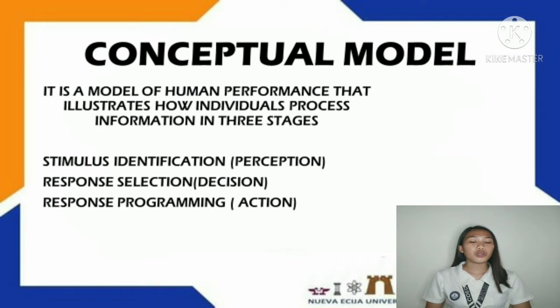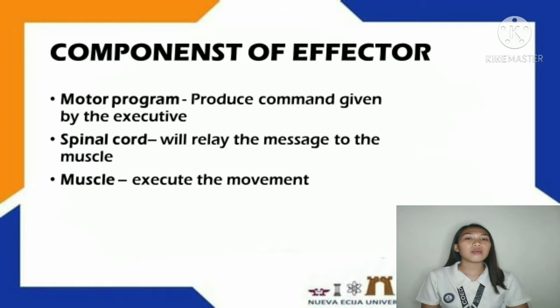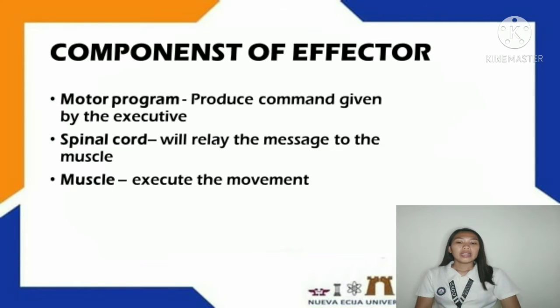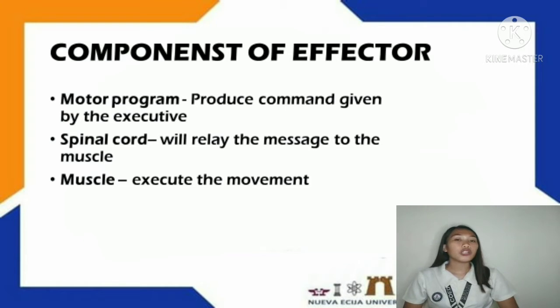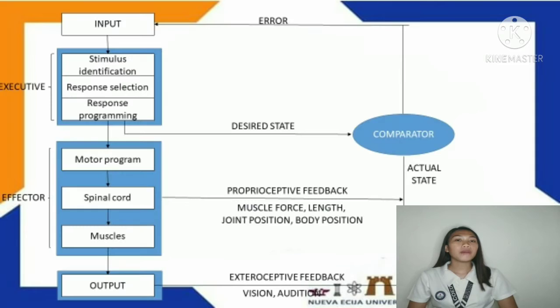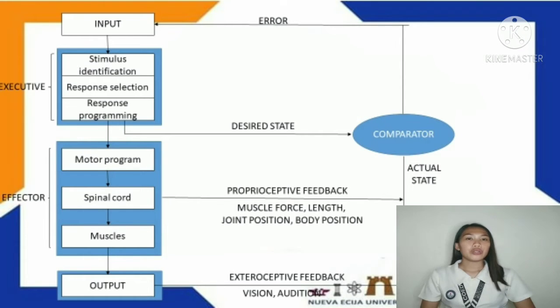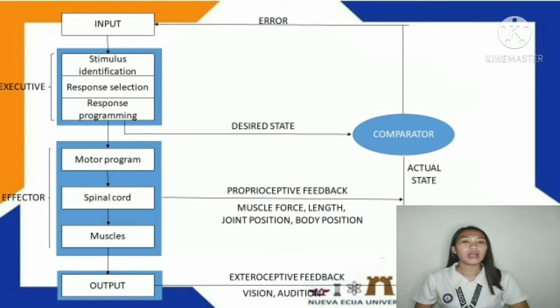So, in response selection, which is decision, it decides upon the action that should be made. Now, in response programming, or actions, it will organize the systems for the response. Next is motor program. It produces command given by the executive. Now, after the motor program command, the spinal cord will relay the message to the muscle to carry out the action. So let's take a look at this figure, which is now the expanded conceptual model.